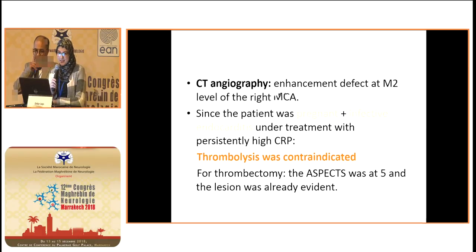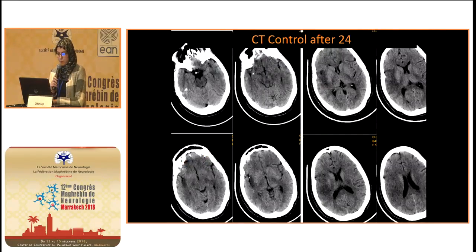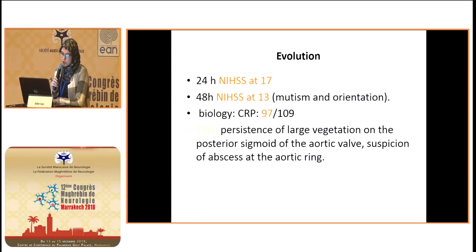And this was contraindicated for thrombectomy, the ASPECTS was at 5, and the lesion was already evident. On the CT control after 24 hours, the lesion was evident. For the clinical evolution, after 24 hours, an ultrasound was done, showing persistence of a large vegetation on the posterior sigmoid of the aortic valve and suspicion of abscess at the aortic ring.